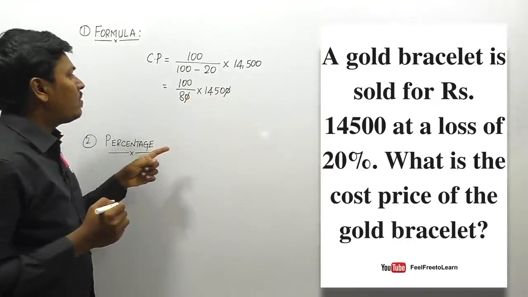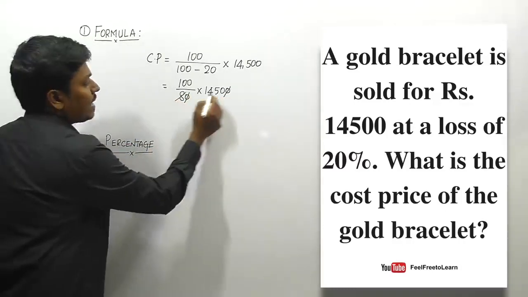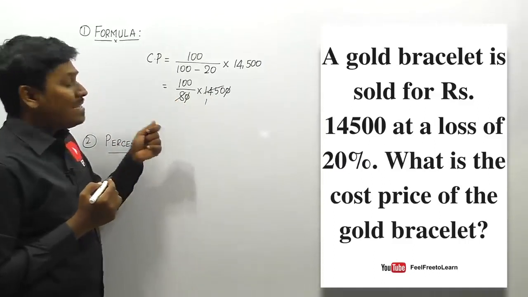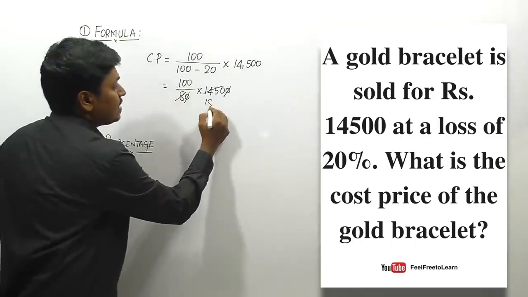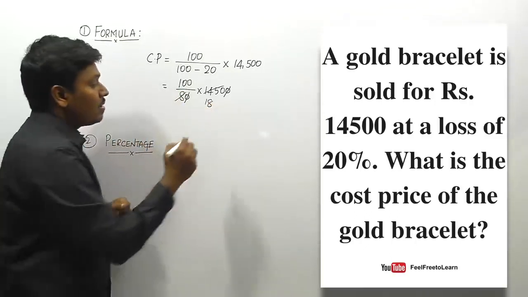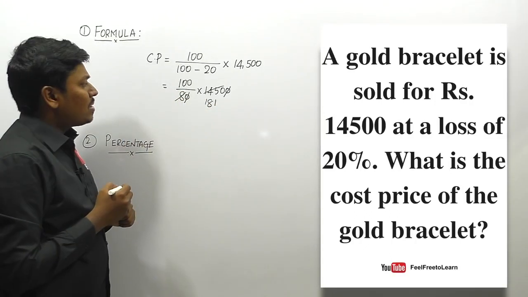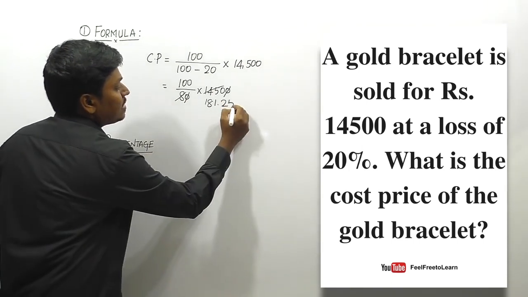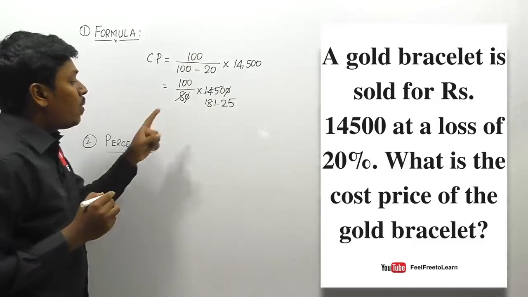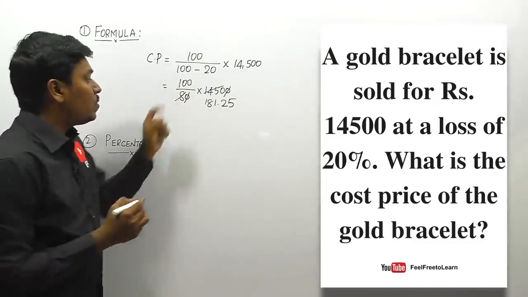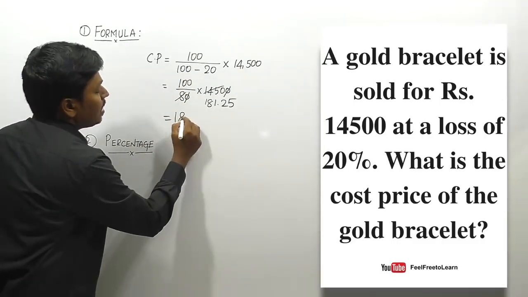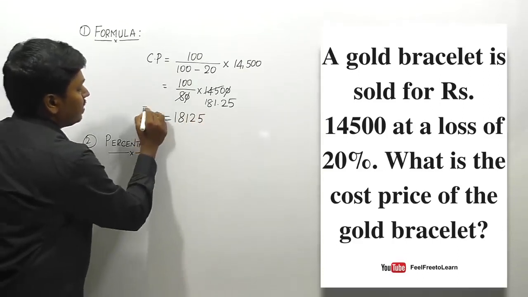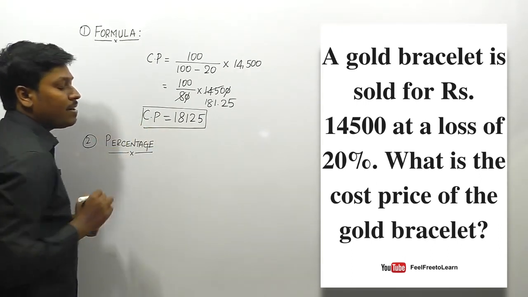So friends, 1450 divided by 8. Let me work this out. 1 8 is 8, so the remainder will be 6, bringing down 5 gives 65. 8 8s are 64, remainder will be 1. Then 1 8 is 8. So finally we can say that 181.25 into 100, the resultant will be 18125. So friends, the cost price of the gold bracelet will be 18,125.